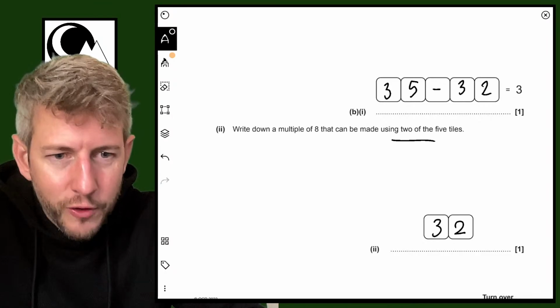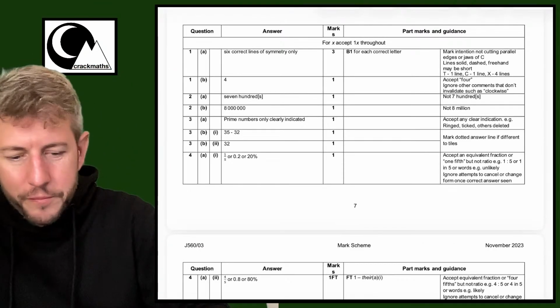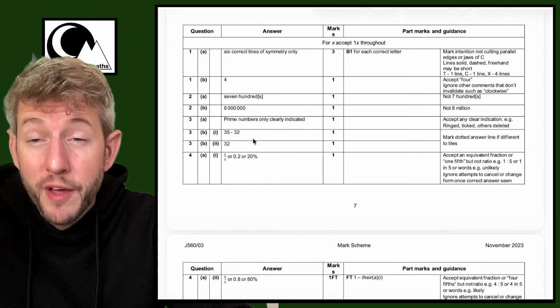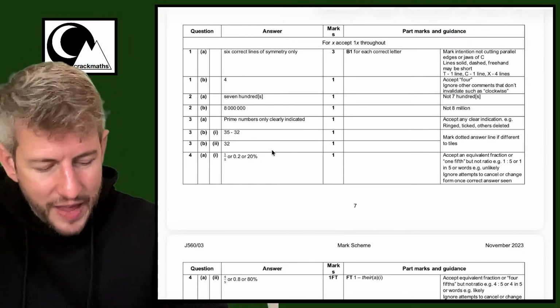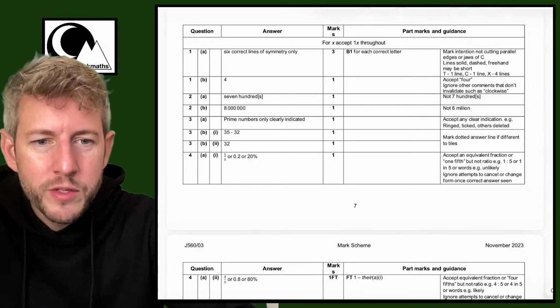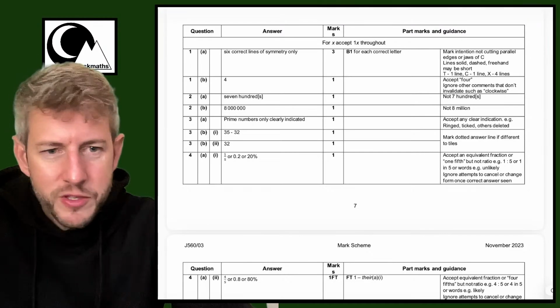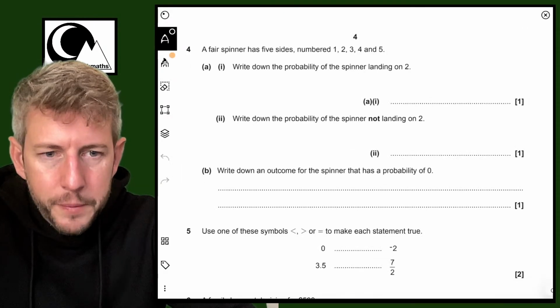Right, let's have a look at the answers and see if they are correct. So here we go. We've got prime numbers. Yep, 35 take away 32. And then we're on to question 4, which we'll go on to the next page for. Okay, so here we go. Right, question 4, bring that up.